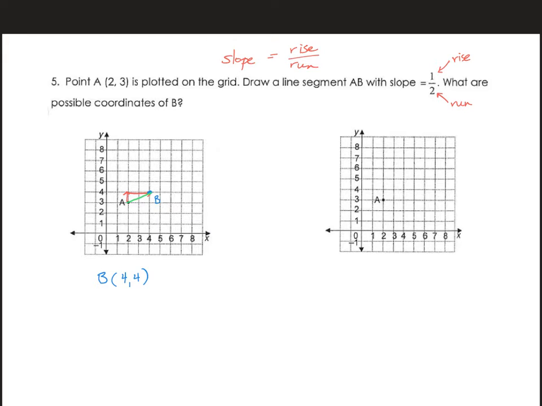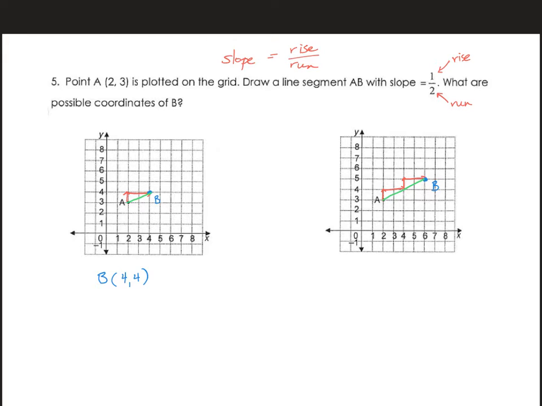The first assumption could have been that I didn't have to stop after moving according to that first slope. Perhaps I said that I'm going to go up 1 and over 2, but maybe I did that same thing again, and I went up 1 and over 2. That could be the location of point B. And if I were to connect those with a line, then you notice that you create this green line segment with a slope of 1/2.